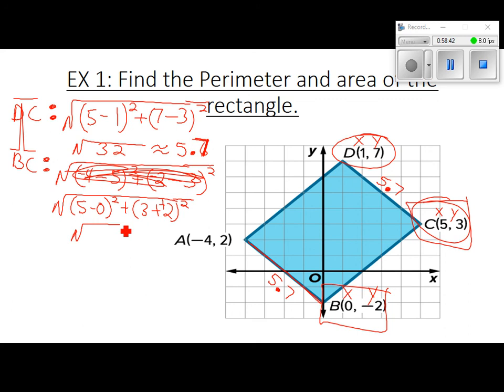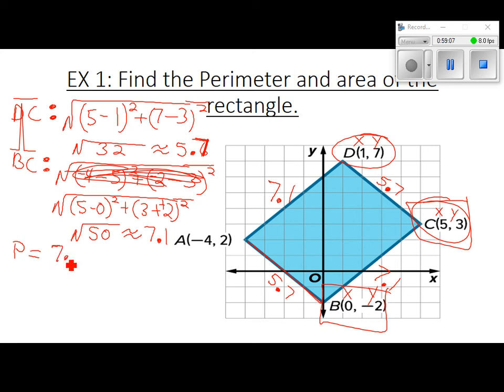Somebody punch all that into their calculator. That's 7.07. So you get the square root of 50. So 7.07, so we'll say 7.1, is that pretty close? Sure. So how long is this side? How long is this side? How are we going to find the perimeter of this shape? Add it up.